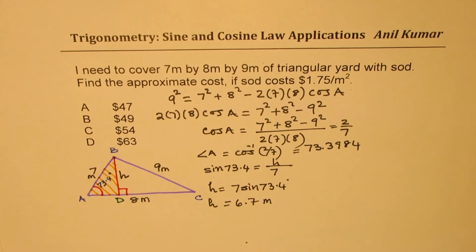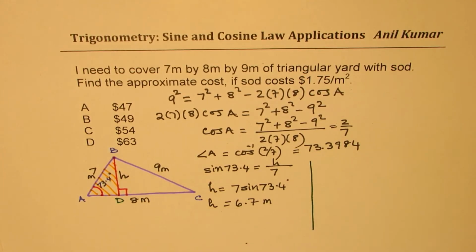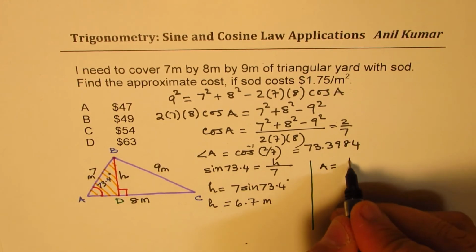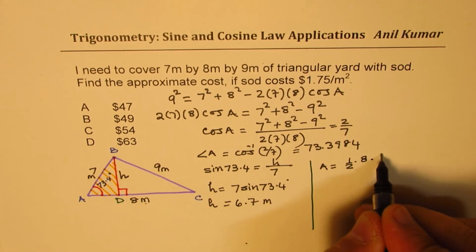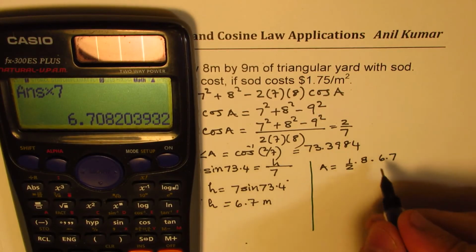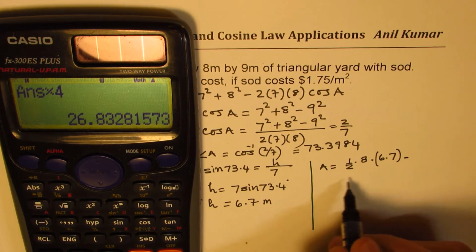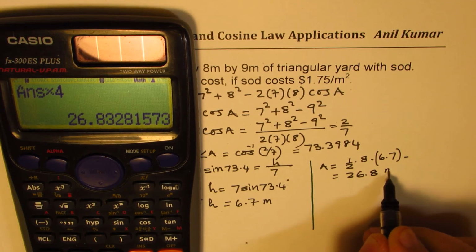Perfect. So once you get the height, then we just need to find the area, which is half base times height. So the area is equal to half of base, which is 8 in this case, times 6.7. So I'm going to multiply 6.7 times 4, right? Times 4 equals 26.8. So we get 26.8 meters square.